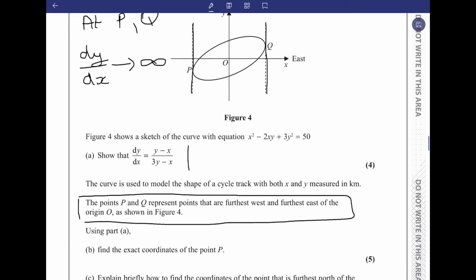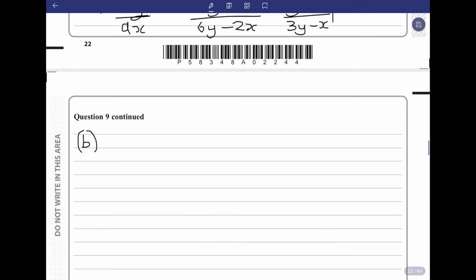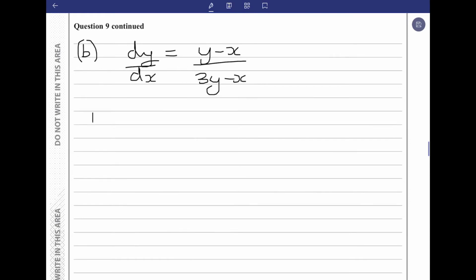So now all we need to do is work out when the gradient tends to infinity. So let's write down our dy by dx again. y minus x over 3y minus x. Now at P, this tends to infinity. And this means that the denominator gets very, very small, because if you're dividing something by something very small, you're going to get a very big answer. So at P, we get 3y minus x equals 0. This gives us that y equals a third x.